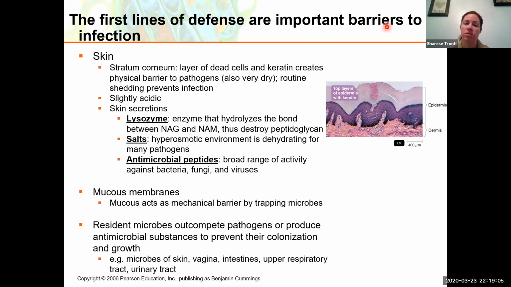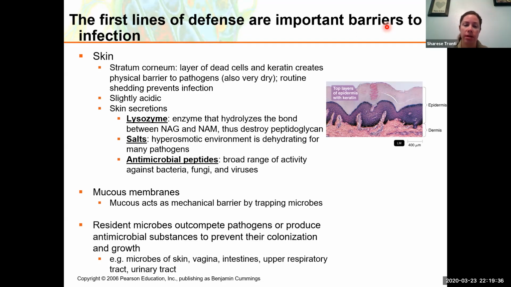The skin is also slightly acidic, and that provides defense against microbes. And the skin is also salty. And as we know, that's going to provide a hyperosmotic environment that will dehydrate the pathogens that are in that area. And the skin also produces antimicrobial peptides. And these antimicrobial peptides serve to defend against bacteria, fungi, and viruses.